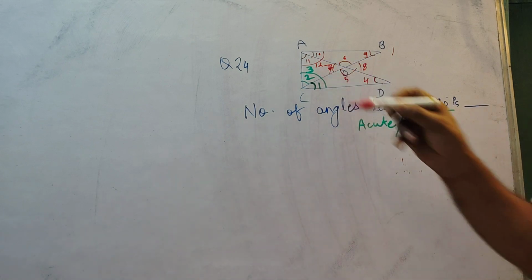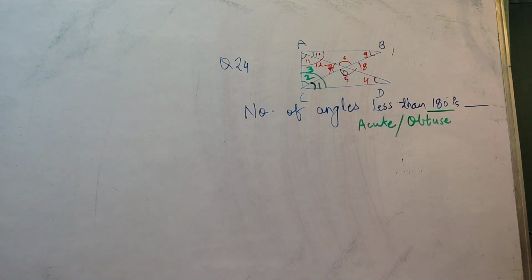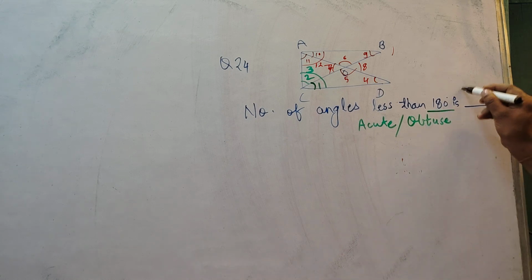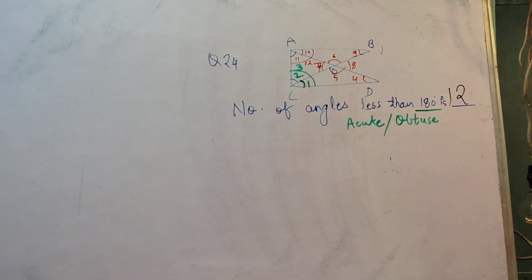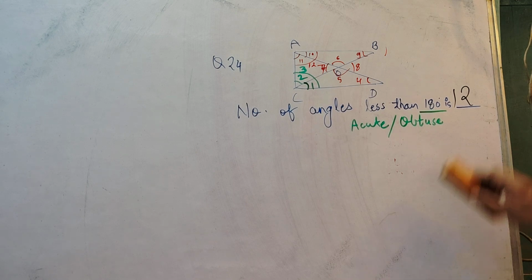The eleventh one is also at A, and the twelfth one is also at A. These are all less than 180 degrees. So a total of 12 angles are possible that are less than 180 degrees. So we can fill the answer as 12. Yes, correct.